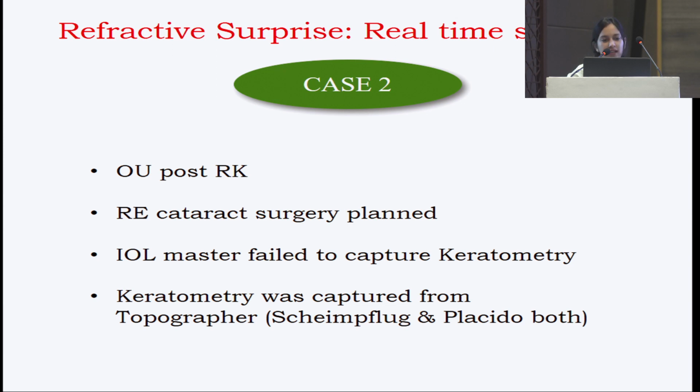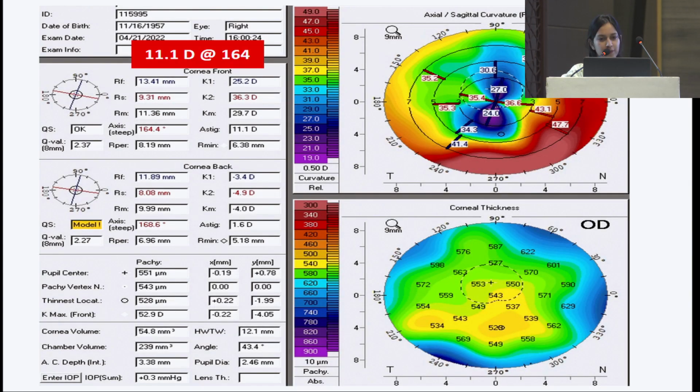This is the second case, a post-RK patient. Right eye cataract surgery was planned. The IOL Master failed to capture any keratometry in this patient, so keratometry was captured on a topographer. We planned topography on a Scheimpflug-based and also on a Placido-based topographer. This is a Pentacam picture, a very widely used topographer nowadays, so we did a Pentacam topography.